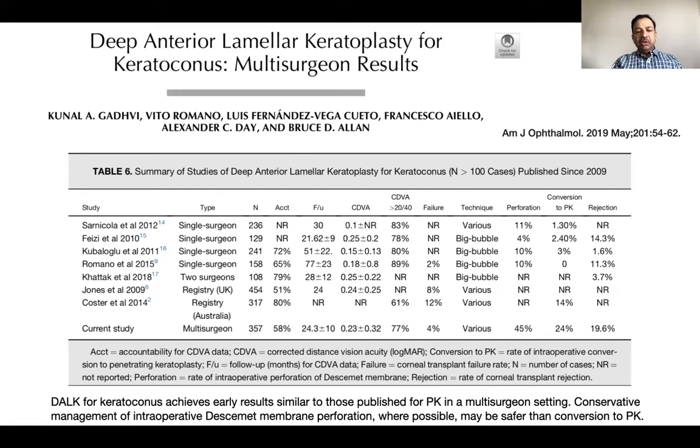The conclusion was that even if you have a perforation, you try to do a conservative management without conversion to penetrating keratoplasty, because if you convert to a penetrating keratoplasty, the risk of rejection is quite high.